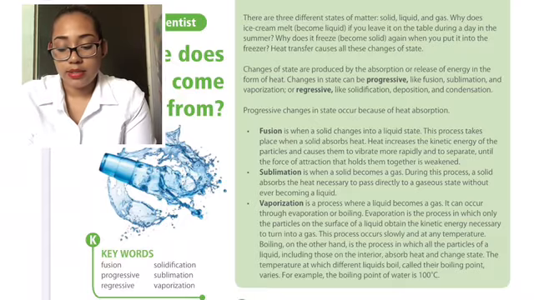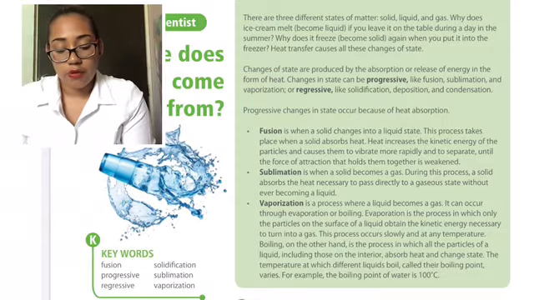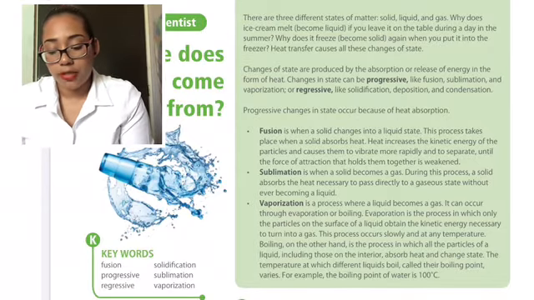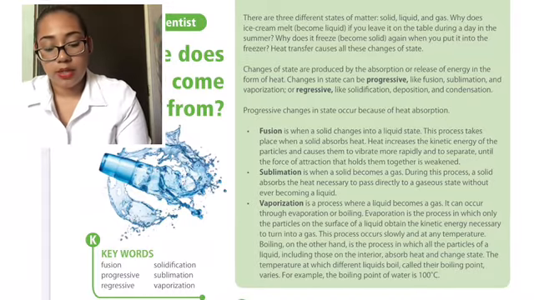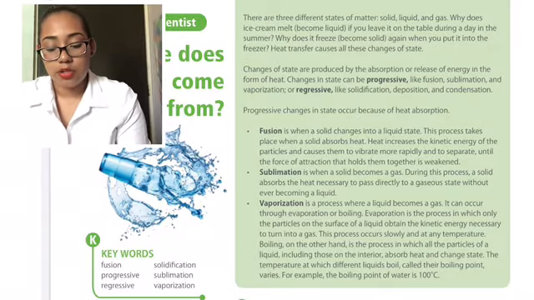Heat increases the kinetic energy of the particles and causes them to vibrate more rapidly and to separate until the force of attraction that holds them together is weakened. Sublimation is when a solid becomes a gas. During this process, a solid absorbs the heat necessary to pass directly to a gaseous state without ever becoming a liquid.